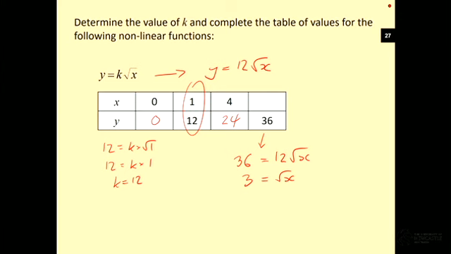And look at this trend. I'm pretty happy with that answer. 0 was 0, 1 was 12, 4 was 24, 9 was 36, okay. Yep. But again, all I did there was I squared both sides. Root X became X, 3 squared became 9.